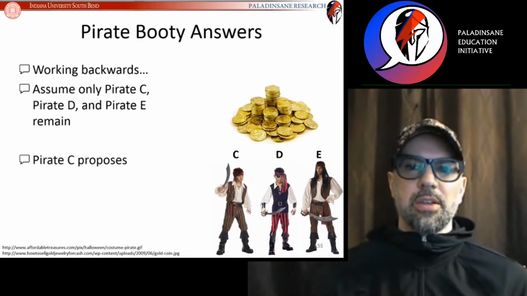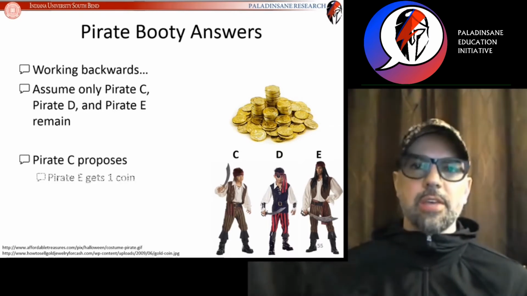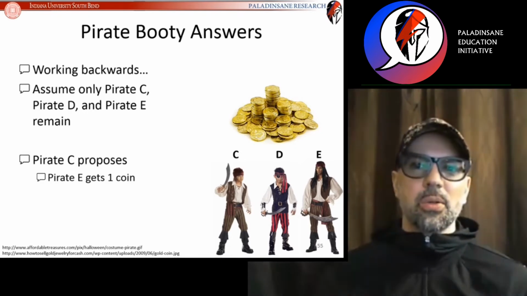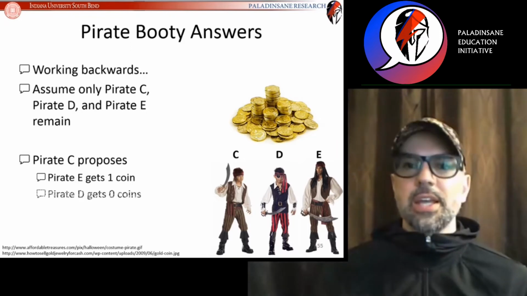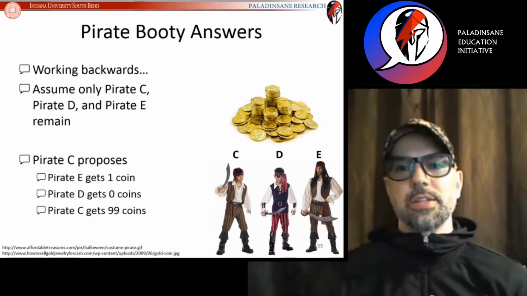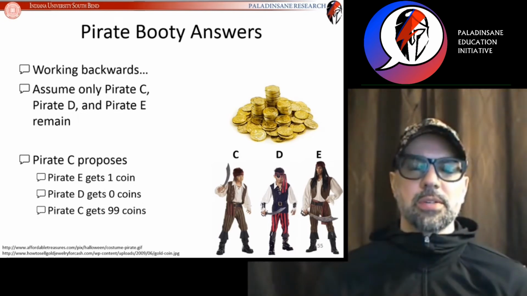Pirate C is going to say, you know what, Pirate E, I'm going to give you a coin. 1 whole coin out of 100 coins. You get 1 gold coin. Pirate D, you get nothing. I'm going to give you 0. And I'm going to keep the other 99 coins. Let's put this allocation to a vote.